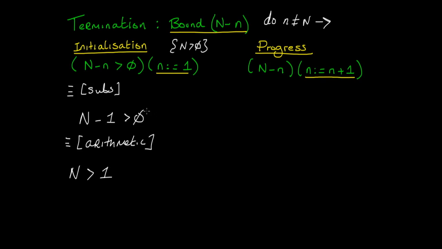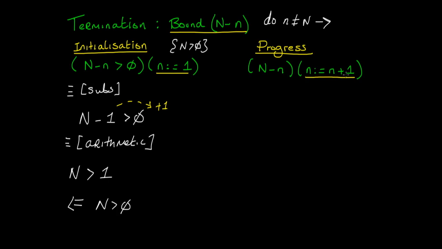So minus 1 goes across and becomes plus 1. So we end up with n greater than 1. And if n is greater than 1, then what we originally said about n greater than 0 follows from that. If n is greater than 1, then n is greater than 0. So that works. Next of all, we need to focus on making progress in the loop body.